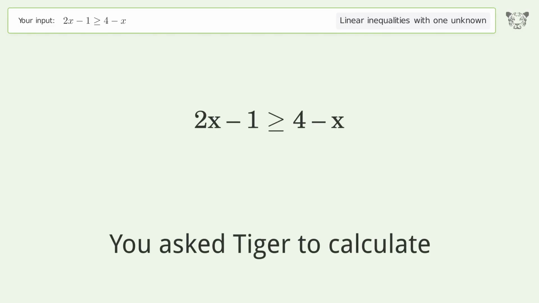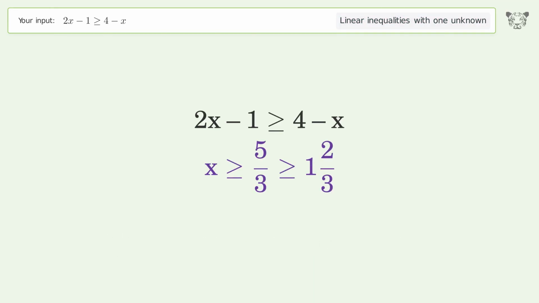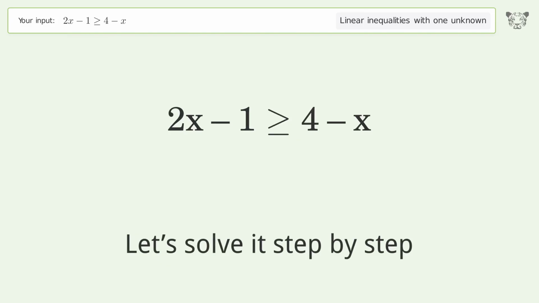You ask Tiger to calculate. This deals with linear inequalities with one unknown. The final result is x equal or greater than 5 over 3 equal or greater than 12 over 3. Let's solve it step by step.